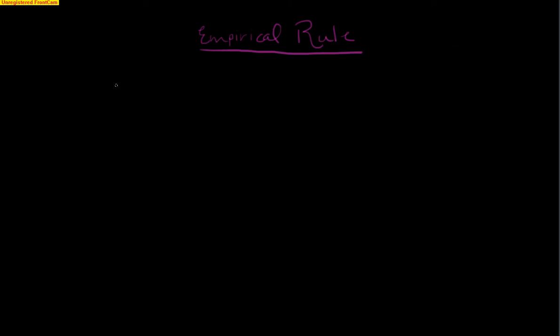Hi everyone. This is a video on what we call the empirical rule. And what we're going to do now is take a look at a little bit of data. Imagine that I have two dice, and I roll them. I think most of you know what two dice are.